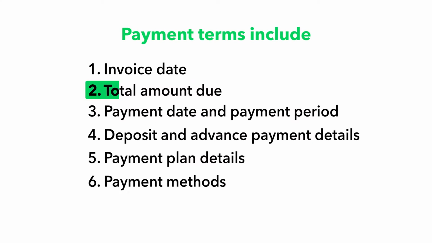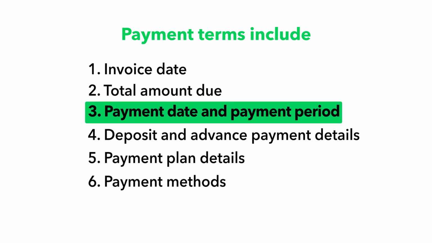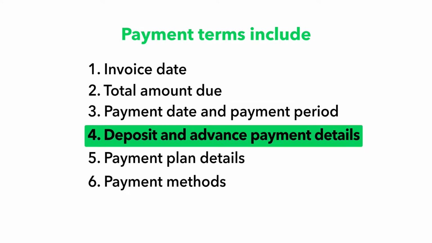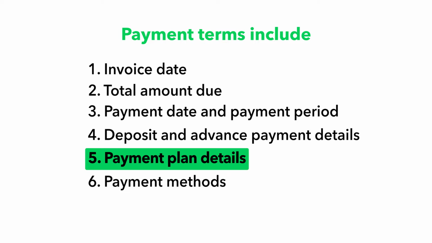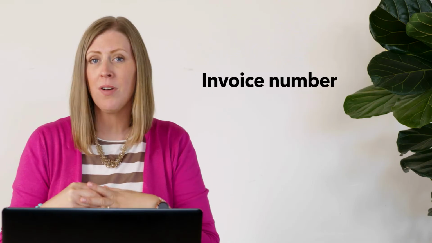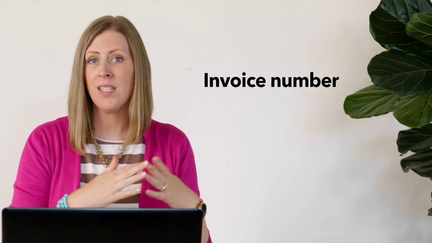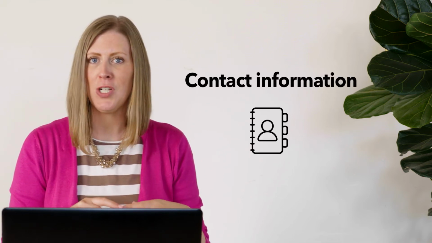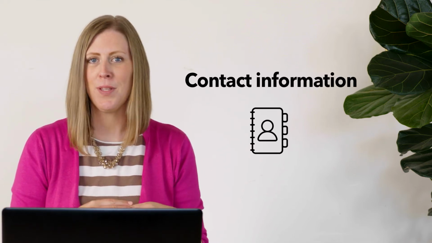Number 2, the total payment amount due. Number 3, the payment date and the period of time the client has to pay it. Number 4, stipulations for an advance or deposit. Number 5, payment plan details. And number 6, a list of accepted payment methods. I also recommend putting an invoice number on your invoice. That just helps you organize them chronologically. And then don't forget to include contact information on there too so clients know how to get in touch with you.